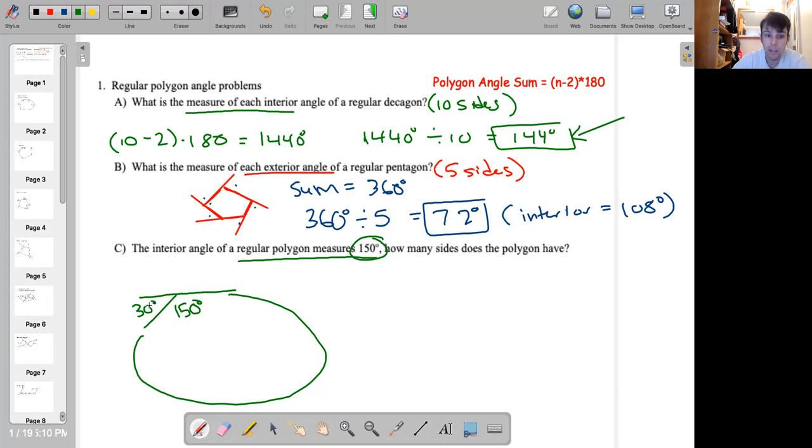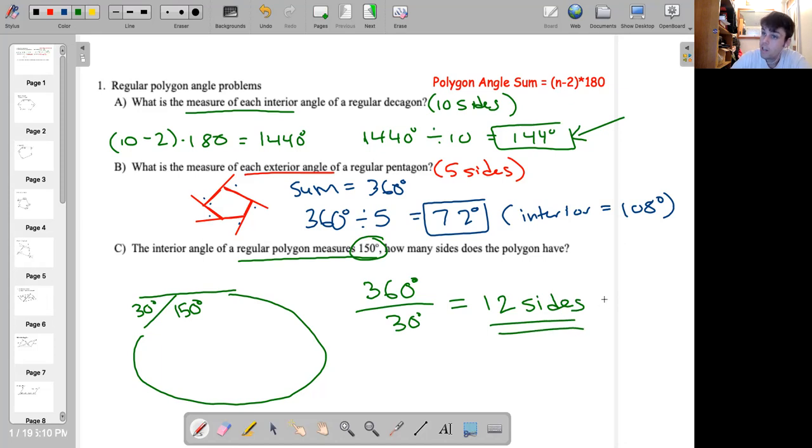Therefore, how many 30-degree angles does it take to get a total sum of 360, right? Because that's the exterior angle sum. So if we take 360 degrees, divide it by the one exterior angle we know, that's going to tell us how many there are. And so in this case, we figure out that there's 12. So this would be a 12-sided shape.